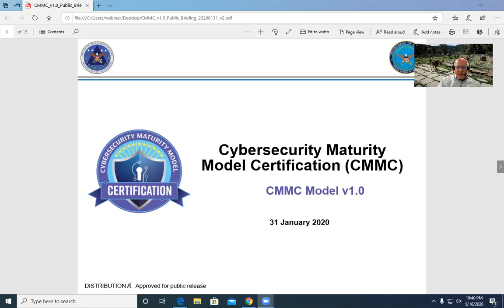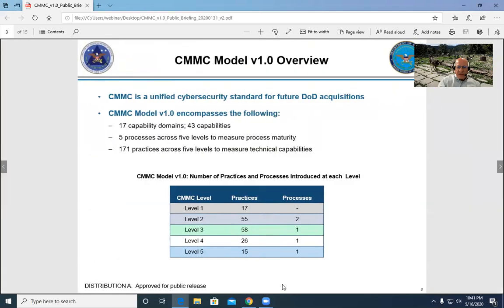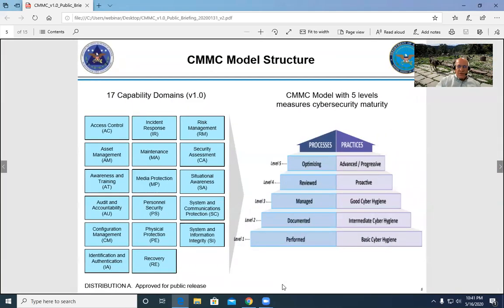You'll see on the bottom here it says Distribution A, which those of you who are familiar with DoD markings means that it is unrestricted distribution. So I'm not going to go through this whole deck, but I'm going to pick some particular slides out of it. The Cybersecurity Maturity Model Certification Program has 17 capability domains, which are listed here on the left side of this slide. And on the right side, they have 5 levels. And that's where really the big thing comes in: what level am I supposed to be at?